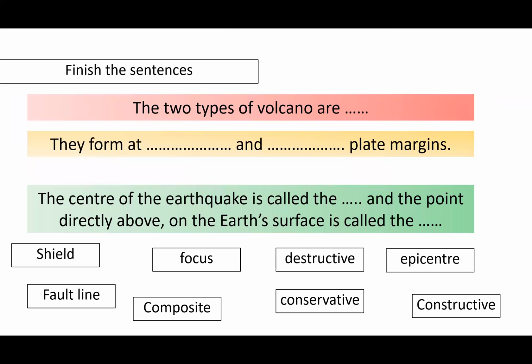So finally, the two types of volcano are shield and composite. They form at, so shield are at constructive margins, composite are at destructive margins. The centre of the earthquake is called the focus. The point directly above it on the Earth's surface is called the epicentre.